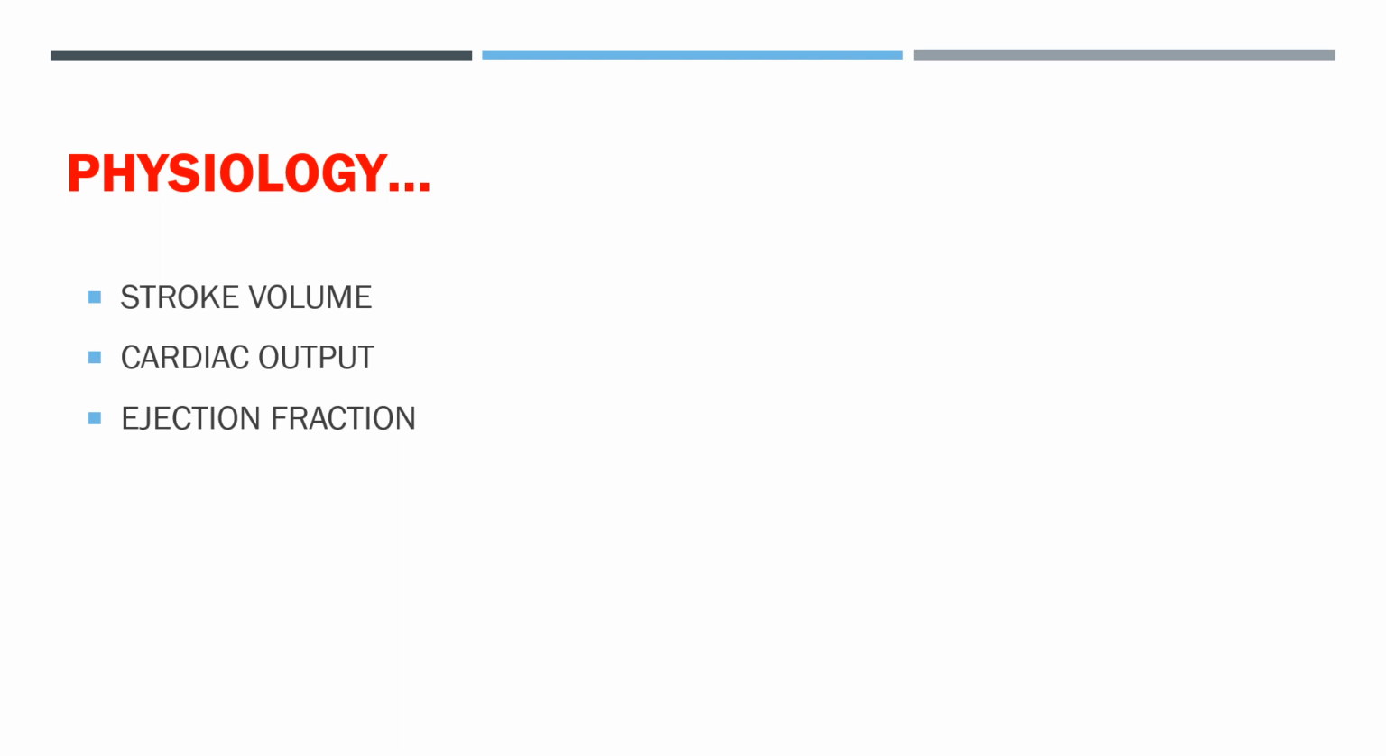Some amount of blood remains inside the heart after the systole, and that is known as end systolic volume. The amount of blood that remains inside the ventricle before ventricular systole, after ventricular diastole, is known as end diastolic volume, and that is 120 to 150 ml, and stroke volume is around 70 ml.